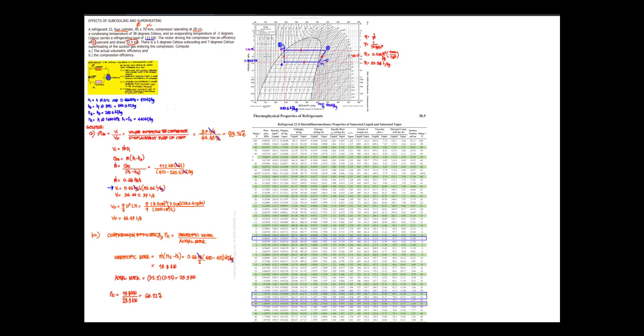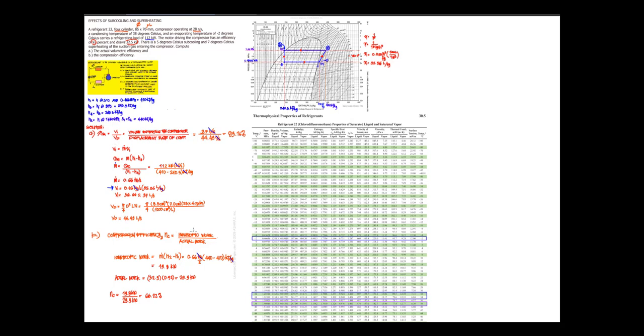Then to solve for the volumetric efficiency, we usually use the equation where volumetric efficiency is the volume entering the compressor over the displacement rate of the compressor. Step by step, we looked for the values of V1 and the volume displaced, then substituted to the equation. Finally we came up with 83.16% for the volumetric efficiency.